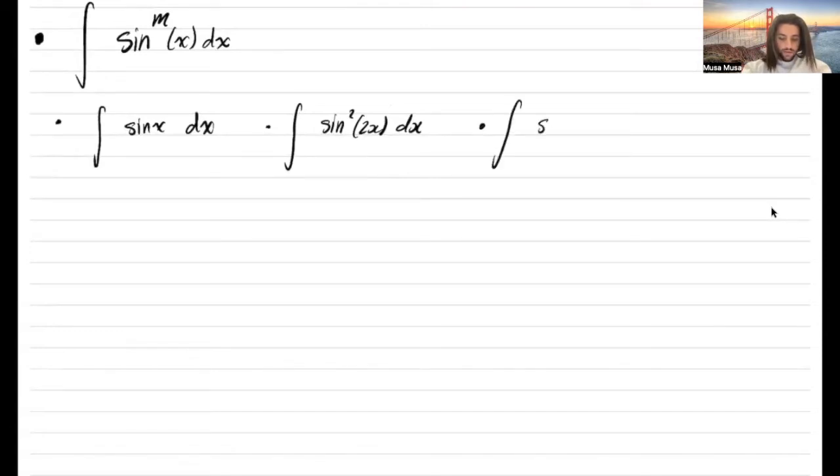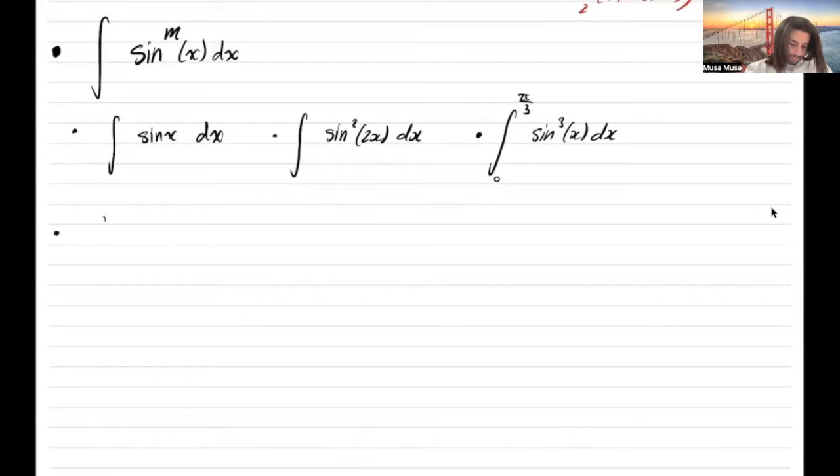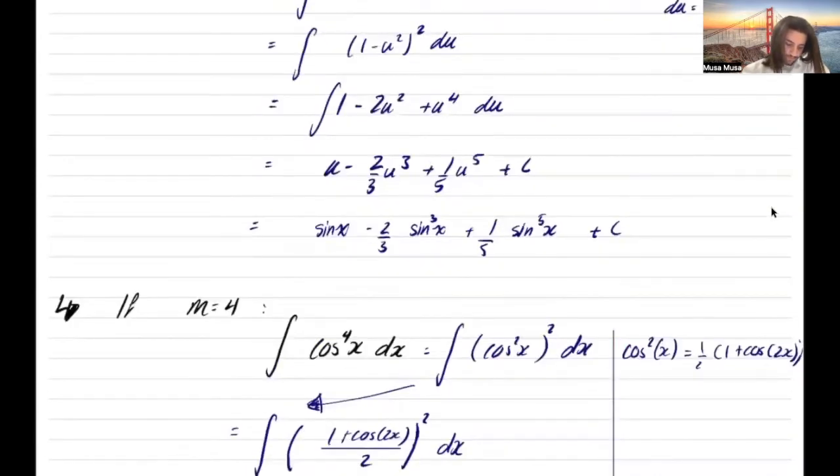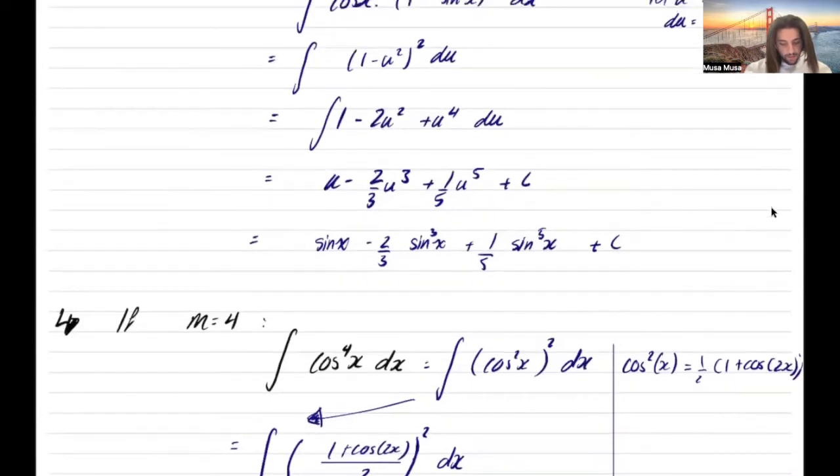The integral of sine cubed x dx, from 0 to pi over 3. And then let's have the integral of sine to the power of 4 x dx. And which one else should I do? Okay, and let's do the integral of sine to the power of 7 x dx.